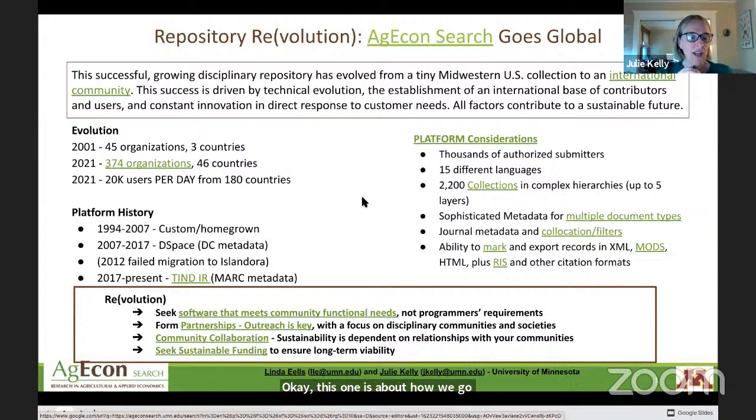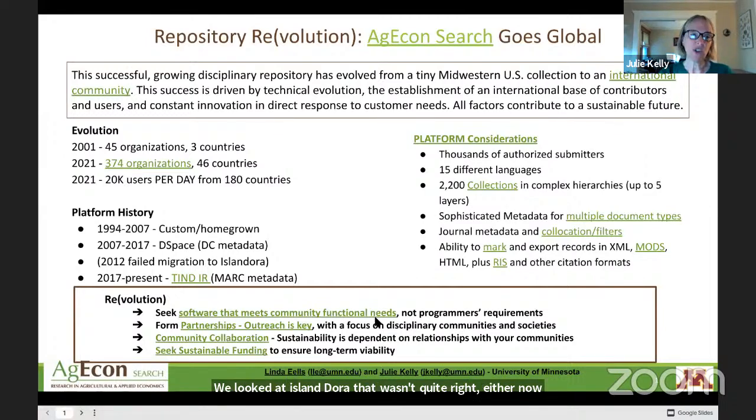This one is about how we became global over the years. We first, starting with software, have been in any number of different software platforms. The first two were homegrown, or the first three, if you count Gopher, we were actually in the text-only Gopher before the web was available to us. We were 10 years in DSpace. Dublin Core isn't a really good match with journal article information. So we went looking for something different. We looked at Islandora, that wasn't quite right either. Now we're with Tind, which is of course Invenio software developed at CERN, formerly known as CDSware.